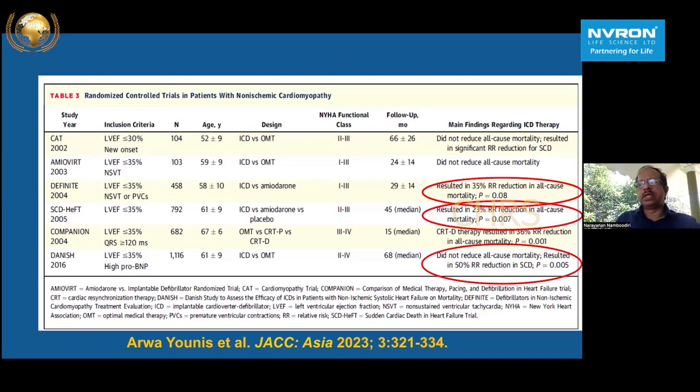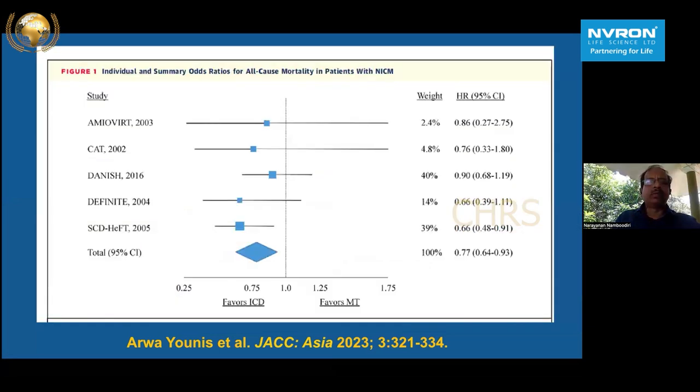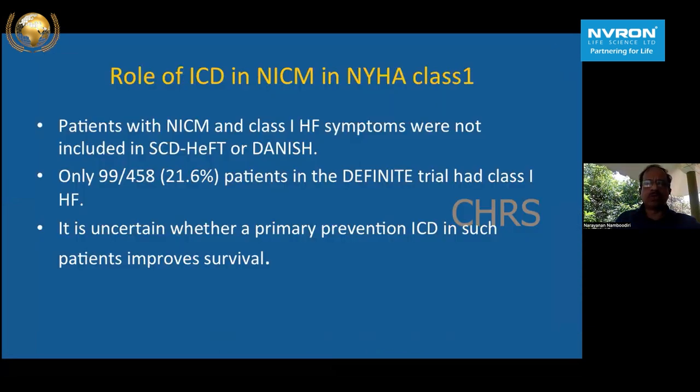They significantly reduced the all-cause mortality except Danish, which resulted in 50% relative reduction in SCD. All-cause mortality was not reduced. So this is the odds ratio favoring ICD.